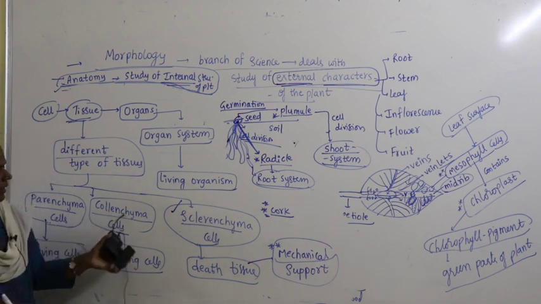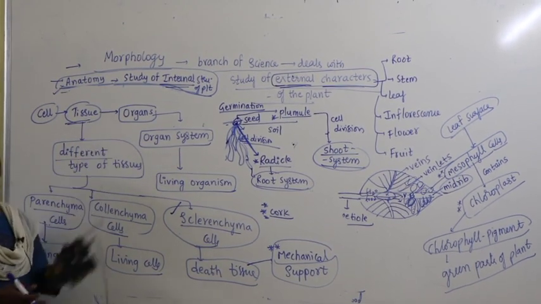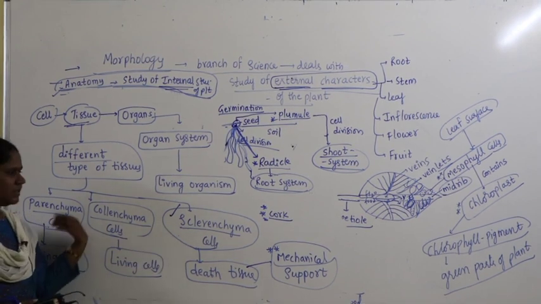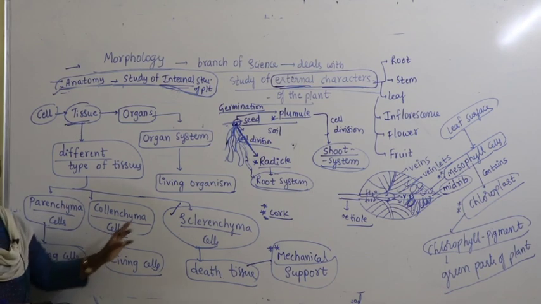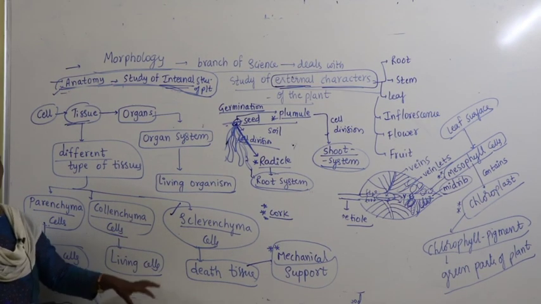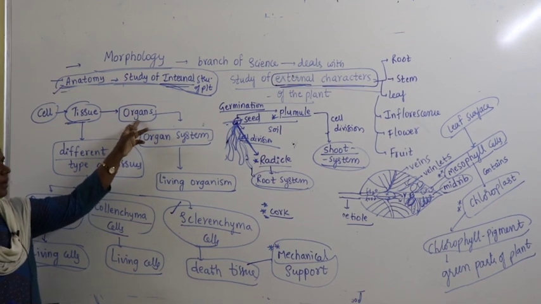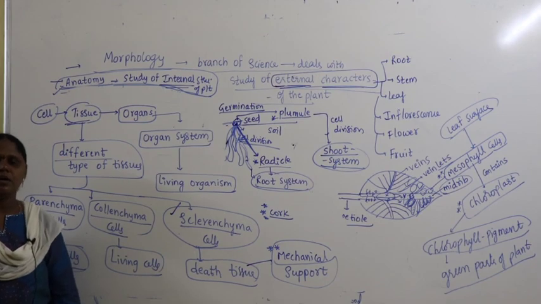So parenchyma, collenchyma and sclerenchyma are the cells which are present within the tissue. When they are present in different parts of the plant, they perform different metabolic functions. When they perform different metabolic functions altogether, that makes the organs function well, that forms the organ system, and finally that constitutes the living organism.